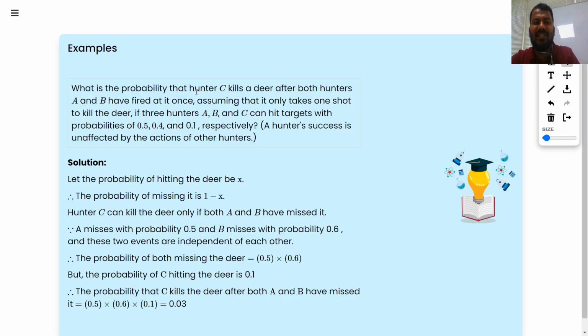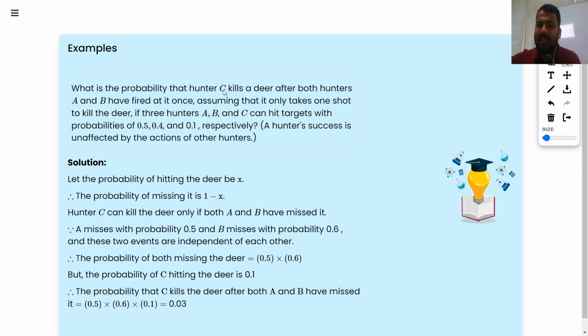Now in this question they have said: what is the probability that hunter C kills a deer after both hunters A and B have fired at it once, assuming that it takes only one shot to kill a deer? If 3 hunters A, B and C can hit targets with the probabilities of 0.5, 0.4 and 0.1 respectively. And they have also given a hint there: a hunter's success is unaffected by the action of other hunters. It means they are saying that one is not affected by the other.